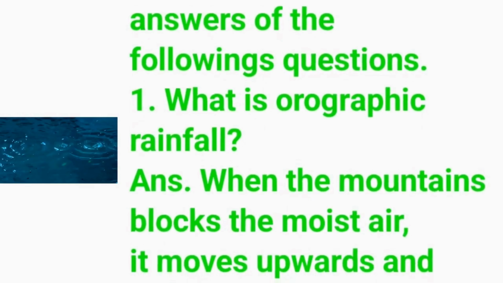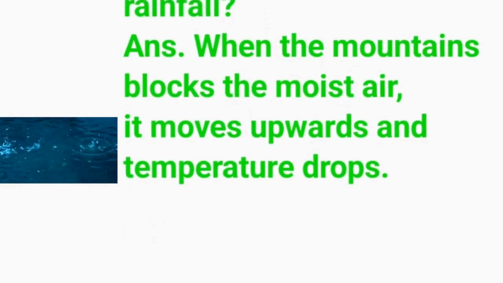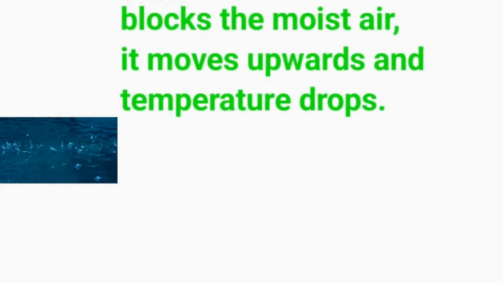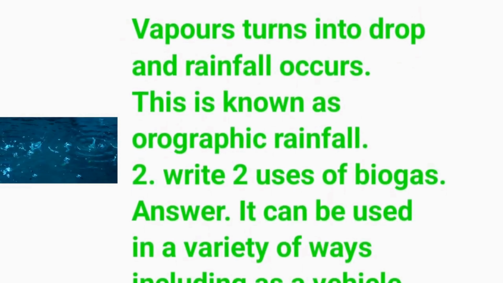1. What is orographic rainfall? Answer: When the mountains block the moist air, it moves upwards and temperature drops. Vapors turn into drops and rainfall occurs. This is known as orographic rainfall. 2. Write 2 uses of biogas. Answer: It can be used in a variety of ways, including as a vehicle fuel and for heating and electricity generation.